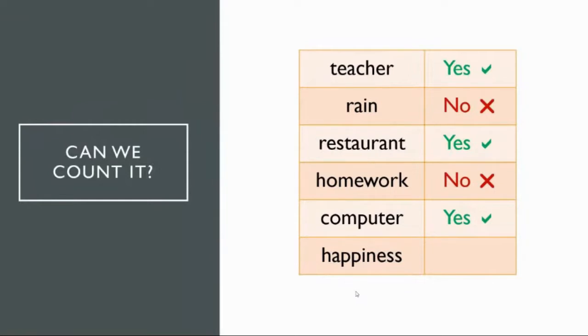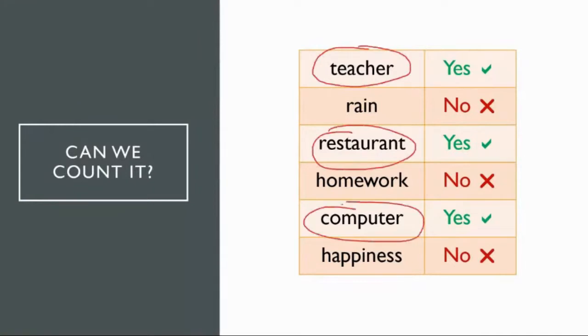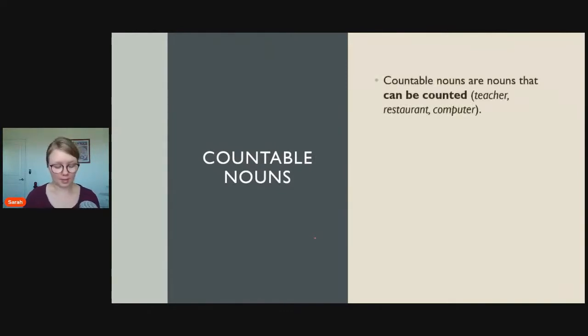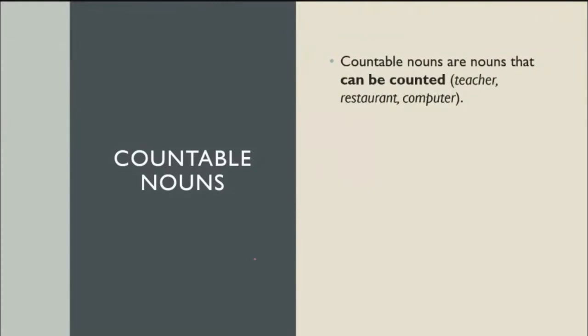And last, we have a quality, happiness. This is a noun, right? Something you can have. So can I say that I have 10 happinesses? No. So here we see the difference between nouns that we can count and nouns we cannot count. So let's talk about these bit by bit. First, let's take a closer look at countable nouns. As I mentioned, countable nouns are nouns that can be counted, like teacher, restaurant, or computer.